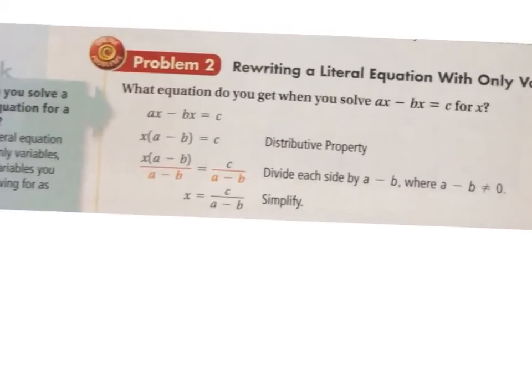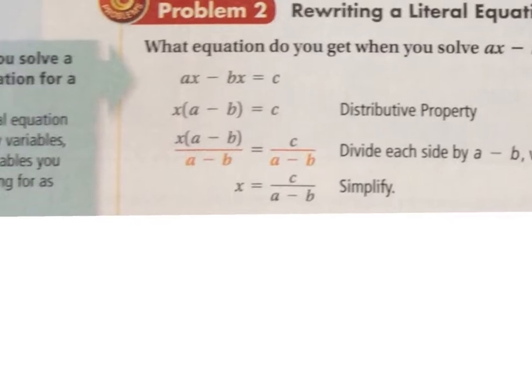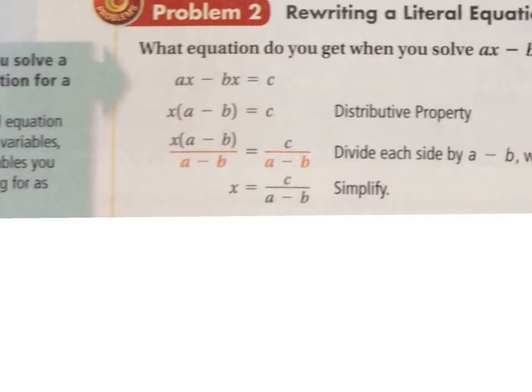Rewriting a literal equation with only variables. What equation do you get when you solve ax minus bx equals c for x? And what that looks like here. So again, our goal is to solve for x. So you can use your distributive property to sort of undistribute, if you will, right? Pull an x out of both and it comes out to the outside. So we're left with just a minus b inside the parentheses here. And we're going to go ahead and divide off a minus b as a single unit.